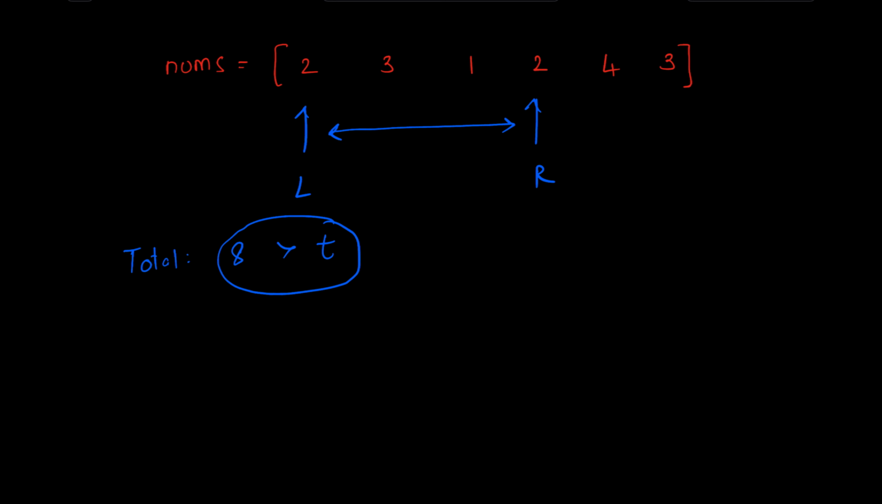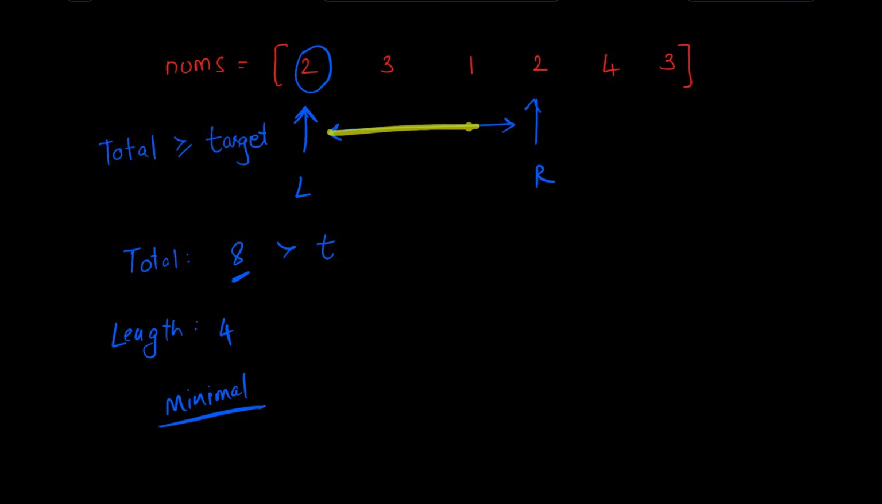As this is the first valid subarray, we'll save its length in a variable. Now we need to figure out if we can trim this subarray and still meet the criteria. We can do this by incrementing the left pointer and removing the first element from the subarray. My left pointer is pointing at index 1. As 2 is no longer part of the subarray, we should remove it from the total as well.